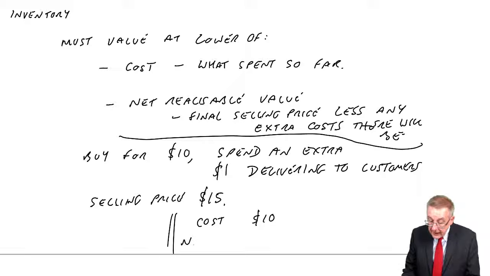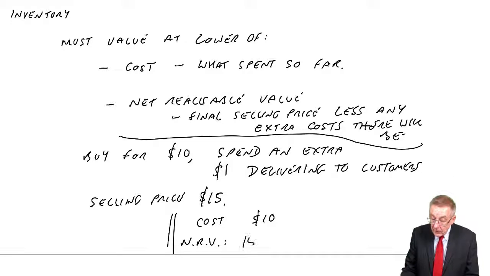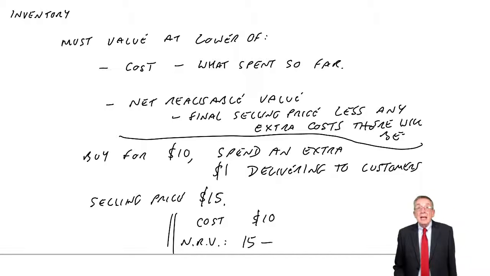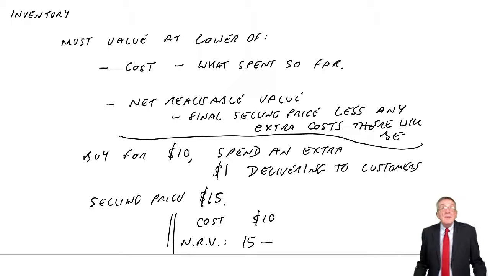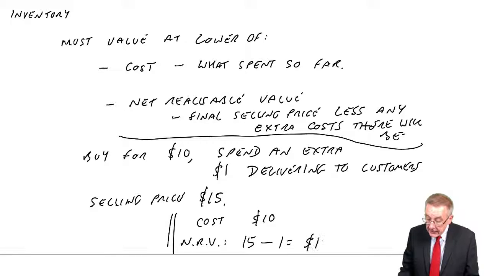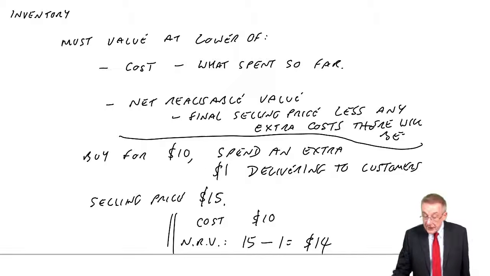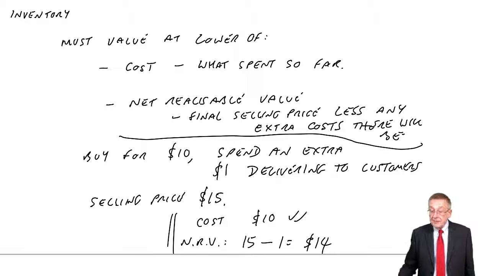The net realizable value is the 15 I expect to sell them for, less any future costs there are going to be before I sell them. Well, although I haven't spent it yet, I will have to spend an extra $1 when I come to deliver them. And so the net realizable value would be 14. And again, you value at the lower of the two, which in this case would be the $10.